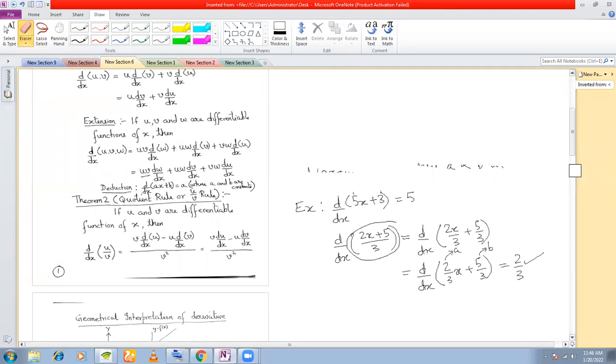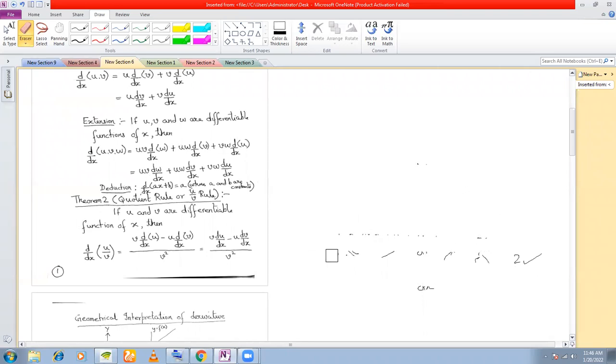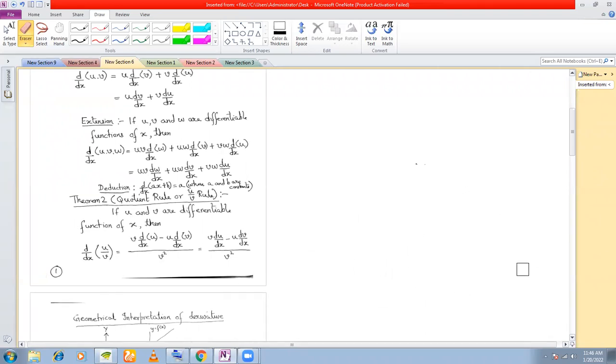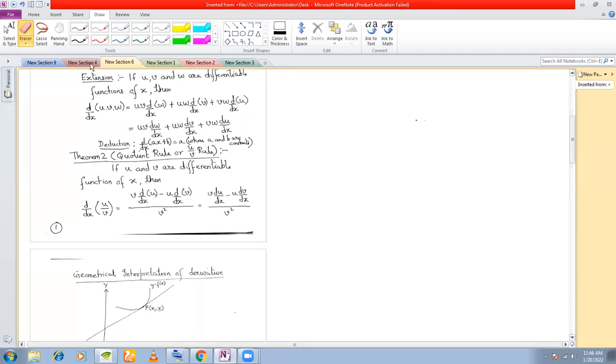Next comes another important rule, which is called the quotient rule of differentiation. Quotient rule of differentiation means if you have a quotient of two functions, say if u and v are two differentiable functions, then how will you differentiate u by v, u divided by v? In this case, there is nothing much to do except memorize this.